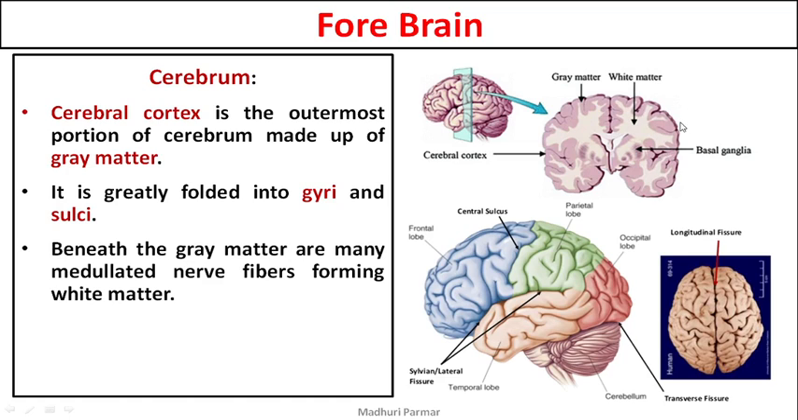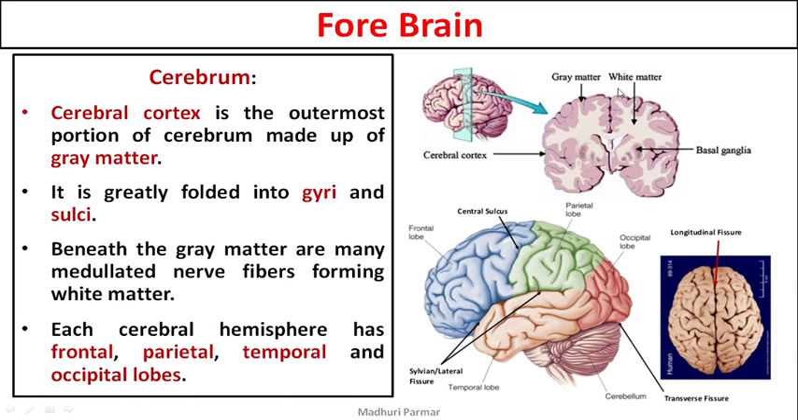Beneath the gray matter of your cerebral cortex, you have medullated nerve fibers forming the white matter. So beneath this cerebral cortex you have the white matter, which is made up of medullated or myelinated axons, which are also known as nerve fibers.